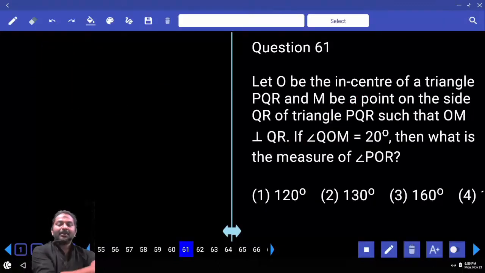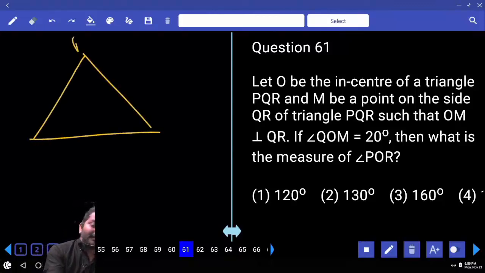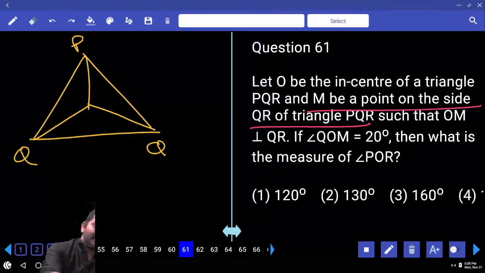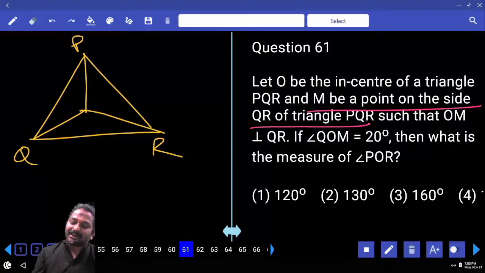Next, 61. Let O be the incenter of a triangle PQR. Incenter for PQR. This is the incenter, right? Come on, children. And M be a point on the side of QR. Understood. M be the point on the side of QR of a triangle PQR. Okay, M is a point. And they are not saying midpoint. It's a point, that's it, not a midpoint.